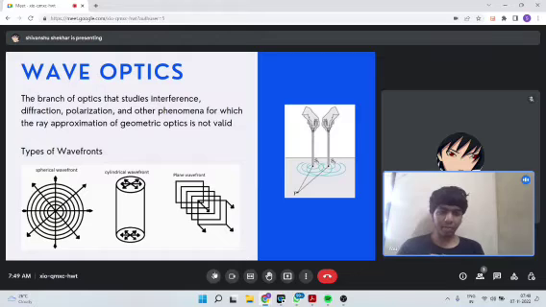Coming to a plane wavefront, when our source of light is somewhat of a plane itself, the light will travel in front of it in the same phase. That is when we have a plane wavefront being generated.